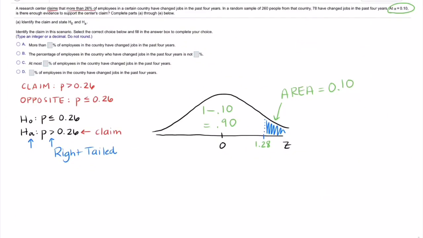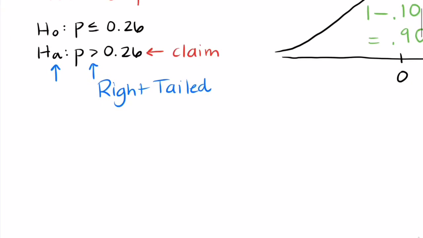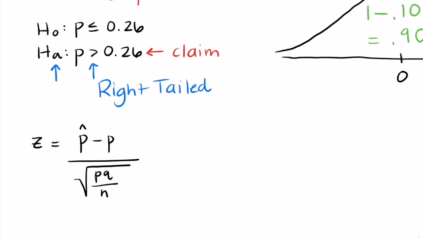Okay, now from here, I need to calculate my standardized test statistic so that I can make my decision. That is a formula. I'm going to take p hat, the sample proportion, subtract p, the value that we're testing, and divide by the standard error, which is p times q over n, all underneath the square root.